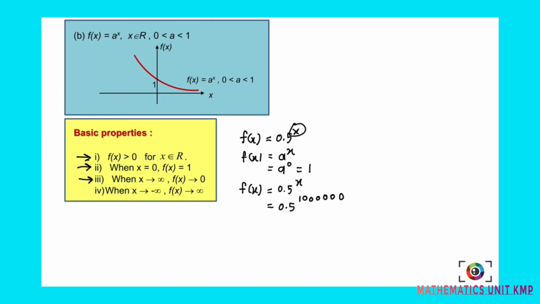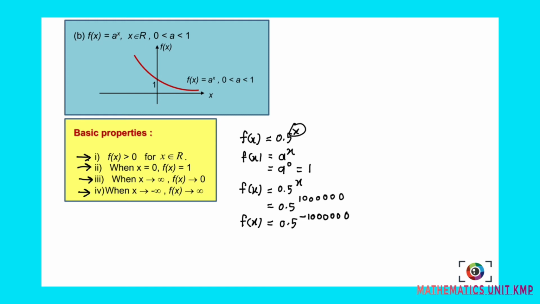Okay, and then for the last step, as x approaching negative infinity, you boleh sub juga negative 1 million. Nah, bila you sub into the function, kita tengok nilai f(x) dia akan jadi terlalu besar. Itu kita kata f(x) approaching positive infinity.